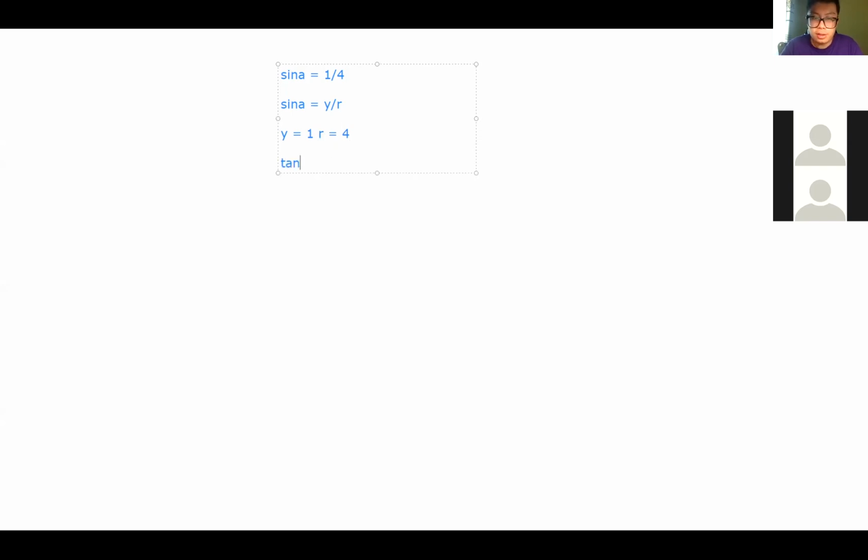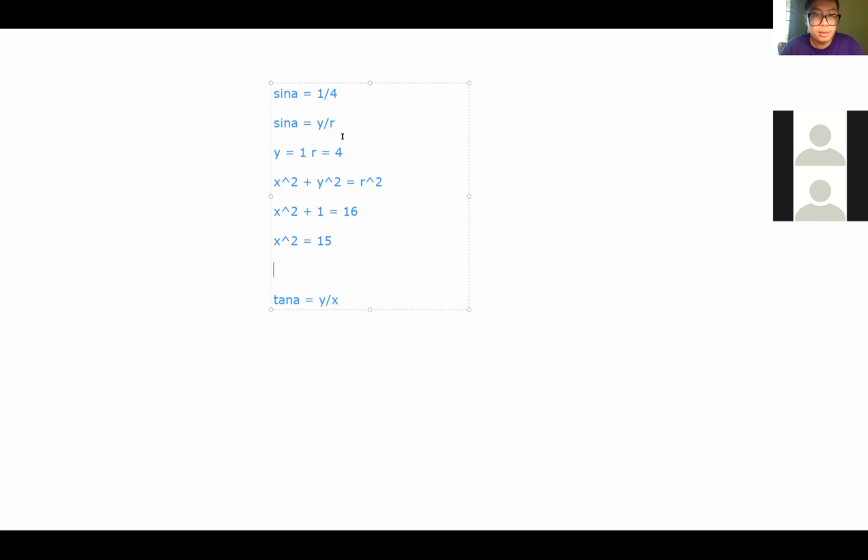Remember that tangent is equal to y over x. We need to find what x is over here. We have y and we have r, and we can solve for x if we use the Pythagorean theorem. Remember that x squared plus y squared is equal to r squared. We can substitute values for y and r. So 1 squared, that's just 1, is equal to 4 squared, which is 16. X squared is equal to 15.